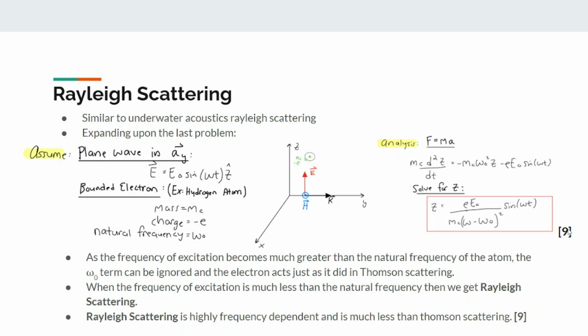This analysis, Source 9 helped me with. It's actually really good if you want to look into that. But anyway, as we can see, as the frequency of excitation becomes much greater than the natural frequency, omega naught can be ignored. So this becomes like Thomson scattering. Rayleigh scattering is highly frequency dependent and is much less than Thomson scattering.